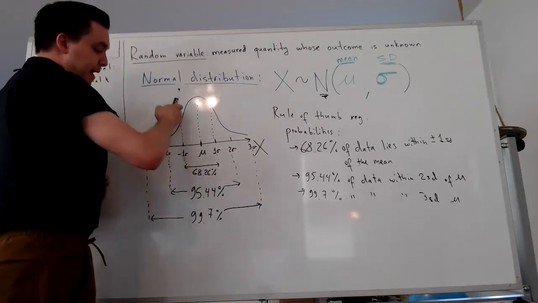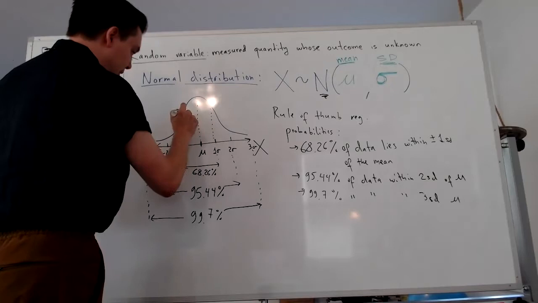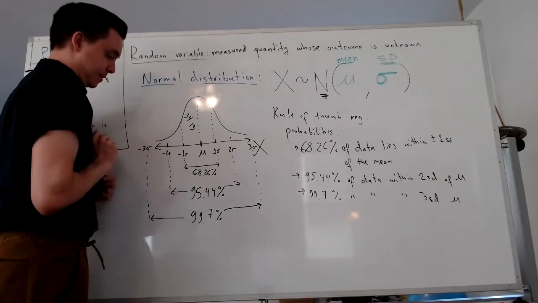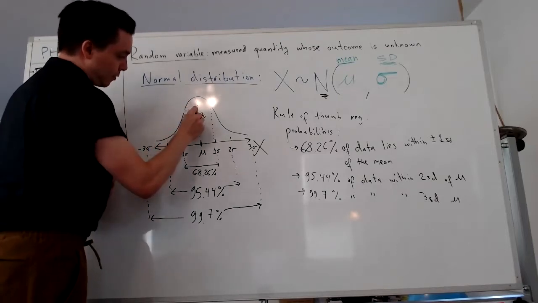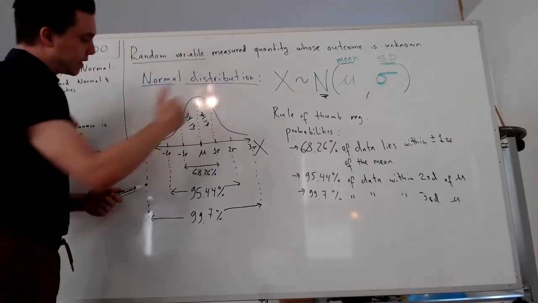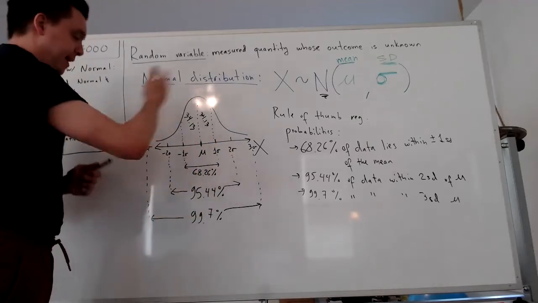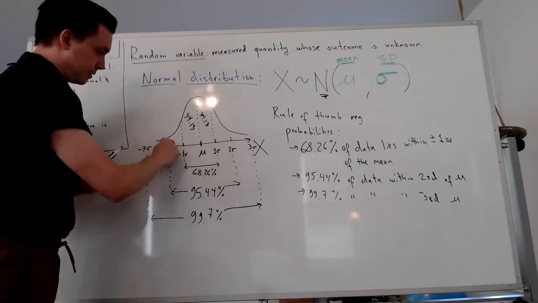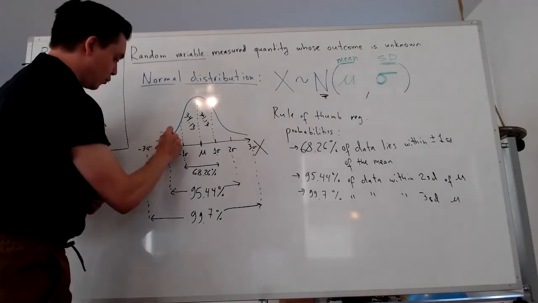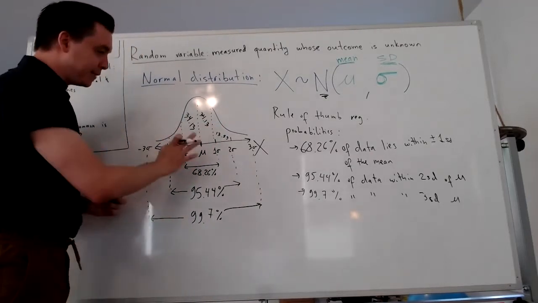68.26% from here to here, this means that in this area there is 34.13% and 34.13% here. And that can sort of keep on going. We can divide these 95.44% into 2 halves and then figure out what this little bit is. And that is 13.59 and 13.59. It is not particularly important exactly what these numbers are.